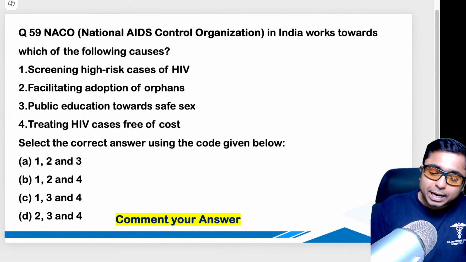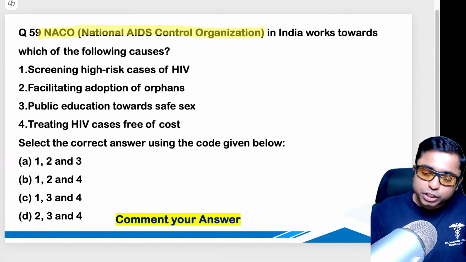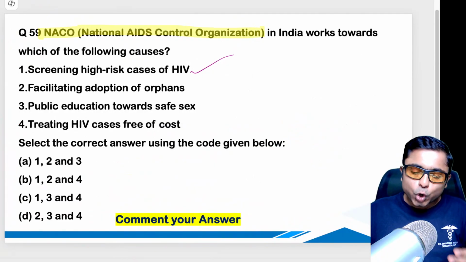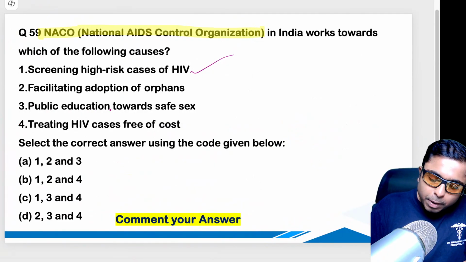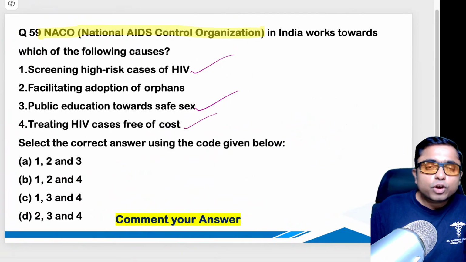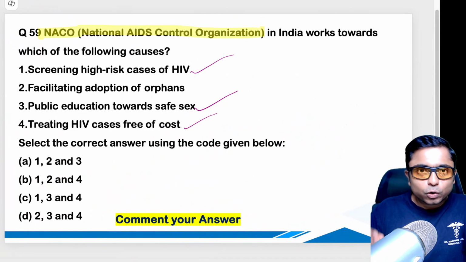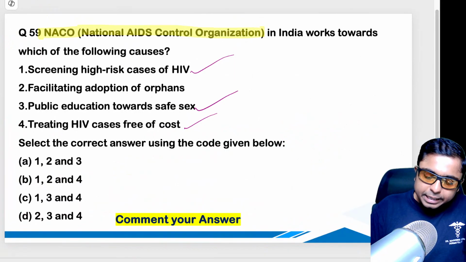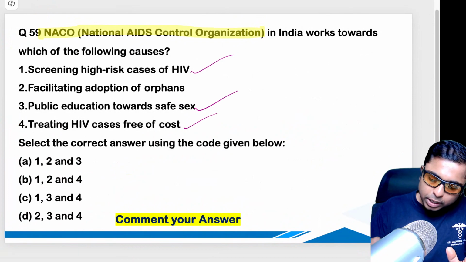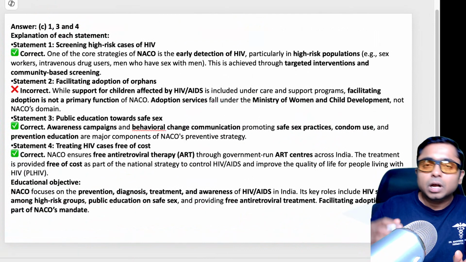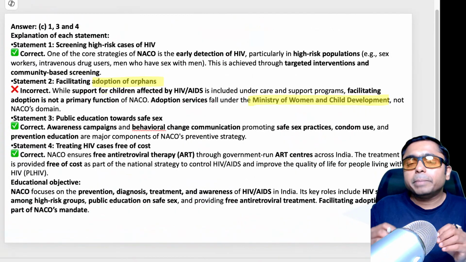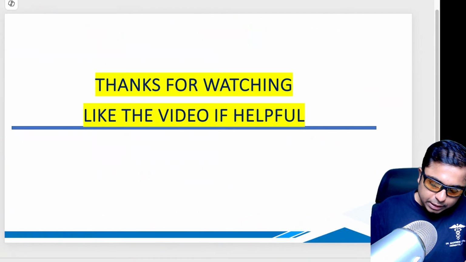Okay, next question about NACO, National AIDS Control Organization. So you need to identify which are the correct statements. Screening high risk cases of HIV. Yes, that is the job of NACO. Public education towards safe sex. That is also right. Health education. Treating HIV cases free of cost. That is also absolutely correct. Antiretroviral therapy will be given. Facilitating adoption of orphans is not the function of NACO. So we are going to mark the answer as 1, 3 and 4. Yes, option C. And who is going to take care of the adoption of orphans and such? The Ministry of Women and Child Development is going to take care of that.